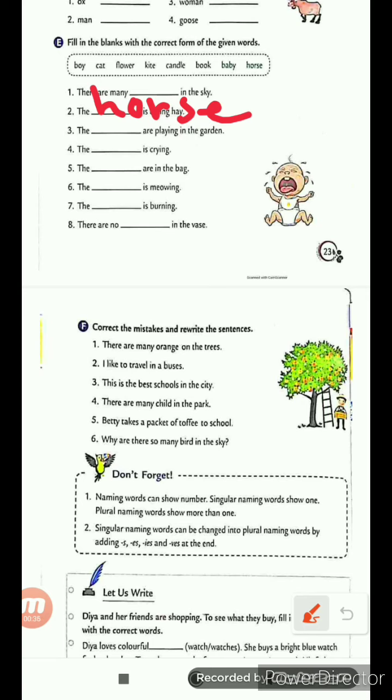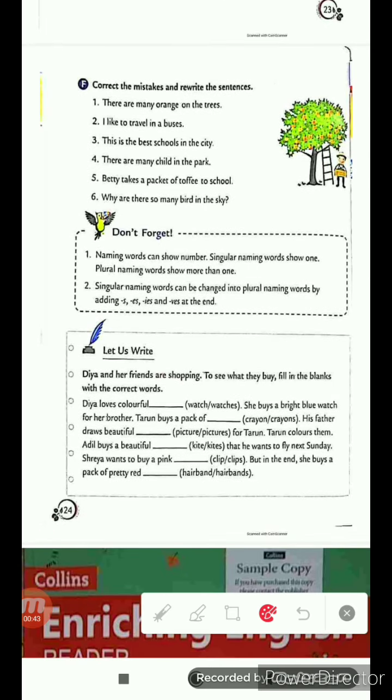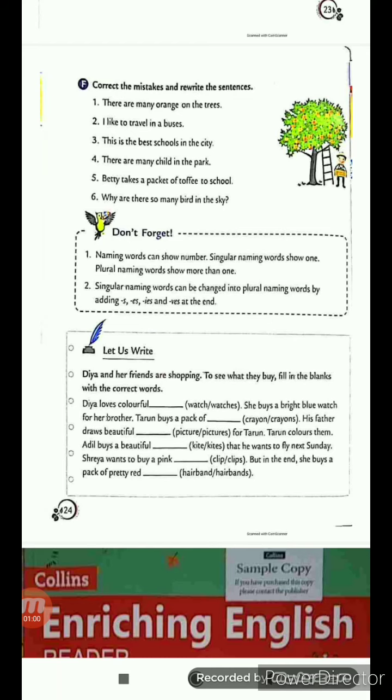Okay children. So like this we will do the rest of the exercise. We will also do it in the online class. Okay. Next, what is given here? Correct the mistake and rewrite the sentences. So here see, there are many orange on the tree. So many is given. That means it is plural. So we have to add S after orange. That means oranges. So there are many oranges on the tree.